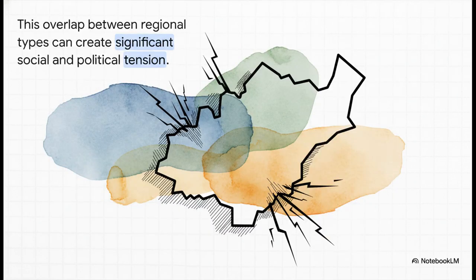And this is why this whole thing matters so much. It's not just some academic exercise. When you have this kind of fundamental mismatch, where the functional political boundaries don't line up with the formal cultural ones, it can be a source of enormous and sometimes incredibly violent social and political tension.